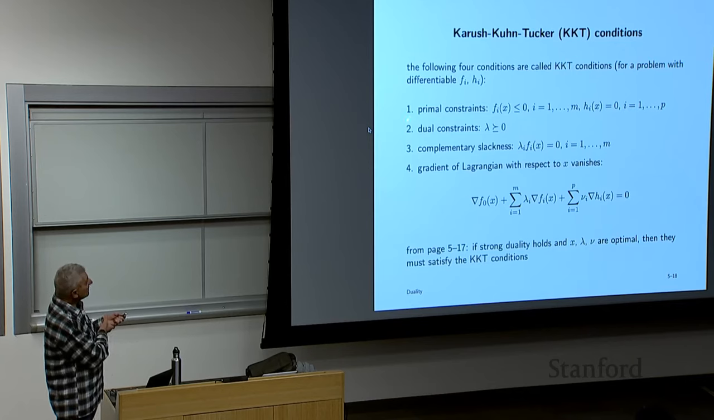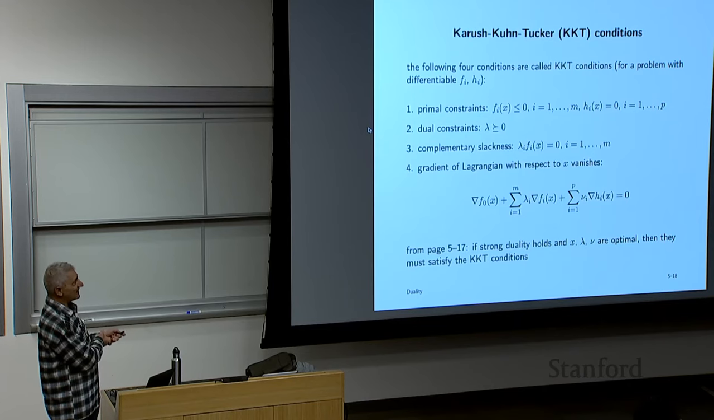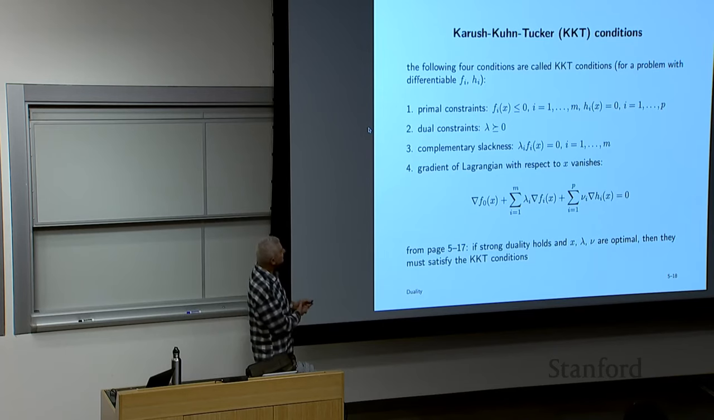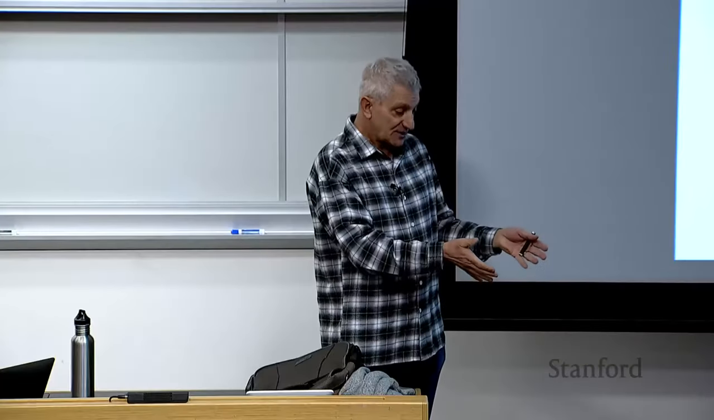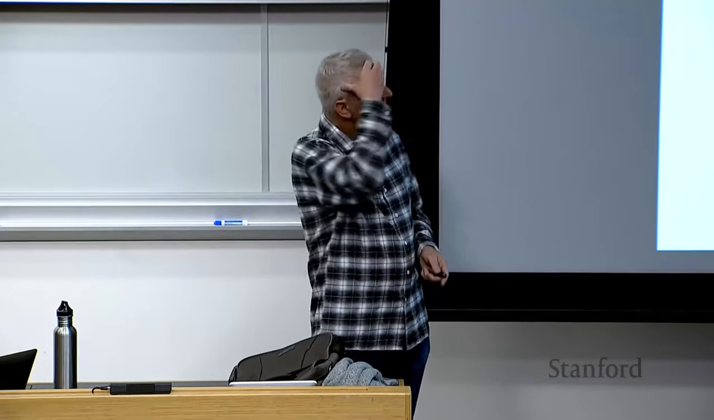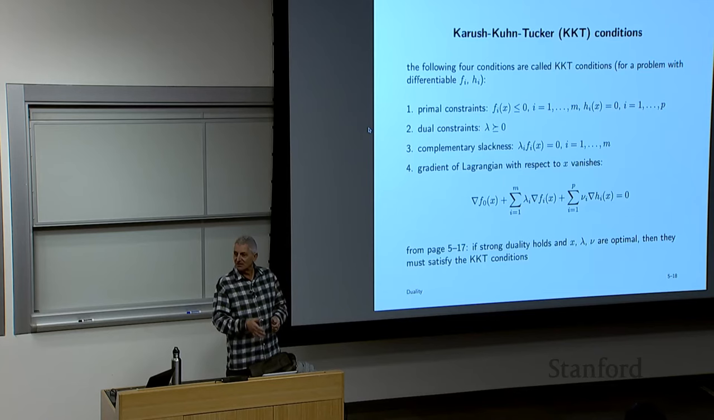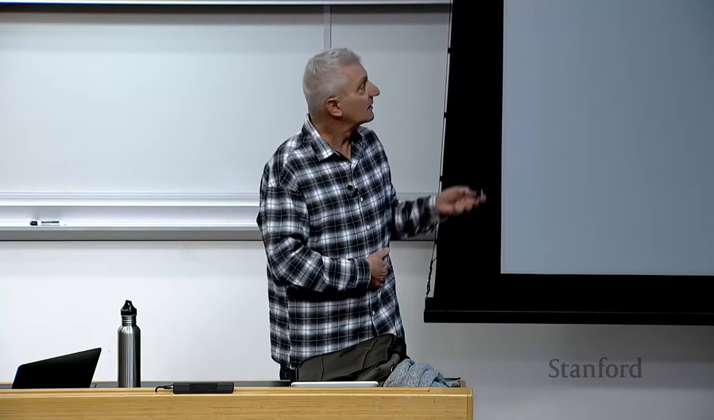It says, if you want to be a candidate for being optimal, you'd better satisfy the constraints. Otherwise you're not a candidate. So the first one is you have to be feasible. We're looking for conditions that couple x, lambda, and nu. The other one is, if lambda has entries that are negative, it doesn't make any sense, because it means you're being paid to violate a constraint. That's why it doesn't make sense to have any lambda_i negative. That's this one.